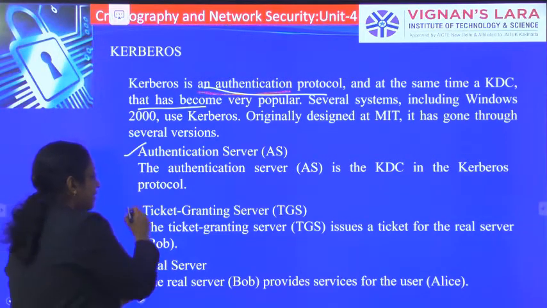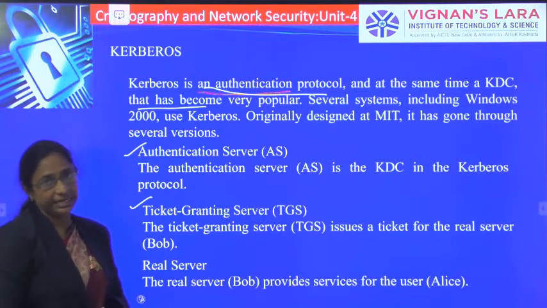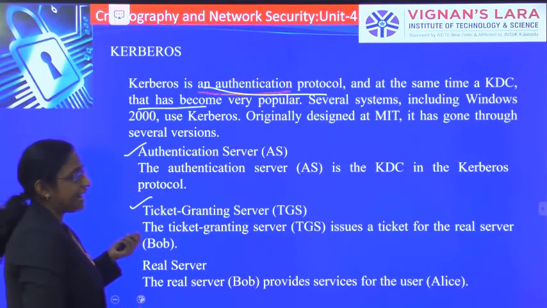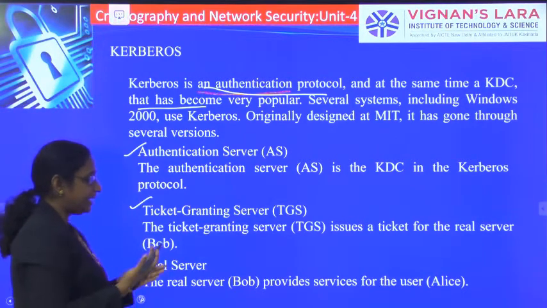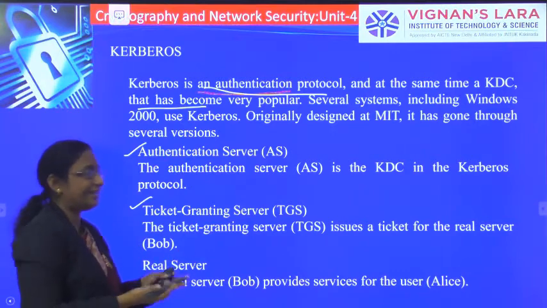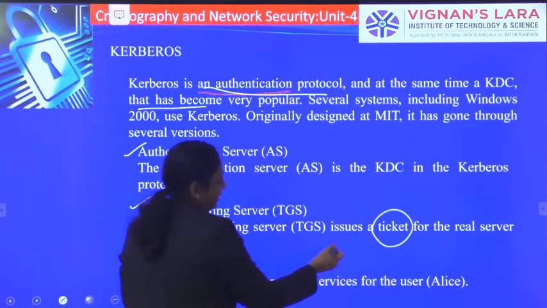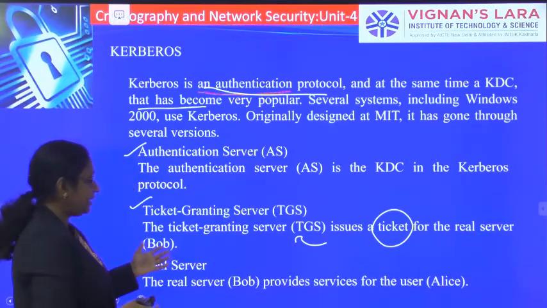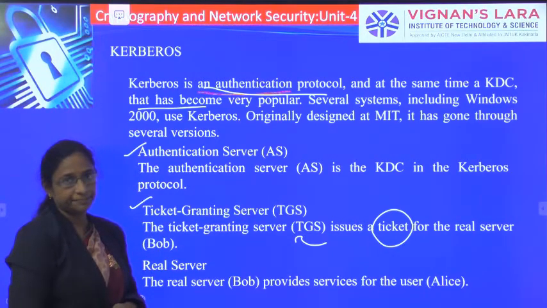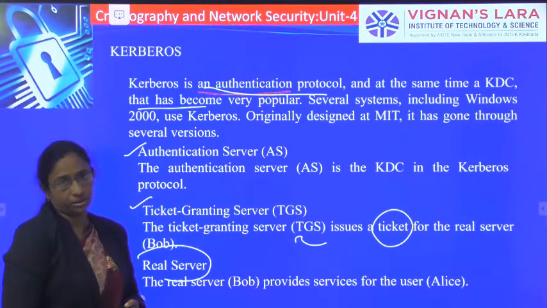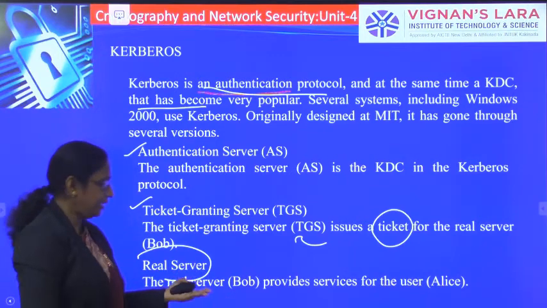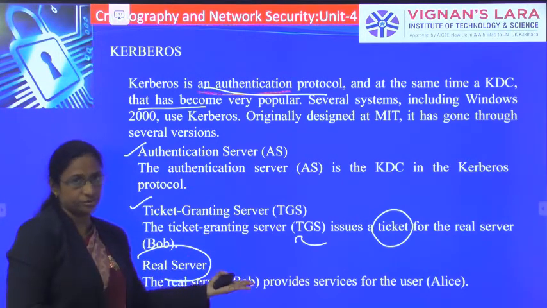Similarly, another server is called the ticket granting server. The ticket granting server issues a ticket for the real server. If an entity wants to access the real server, it has to take a ticket from the ticket granting server, and then it can communicate with the real server. The real server provides service to the user.